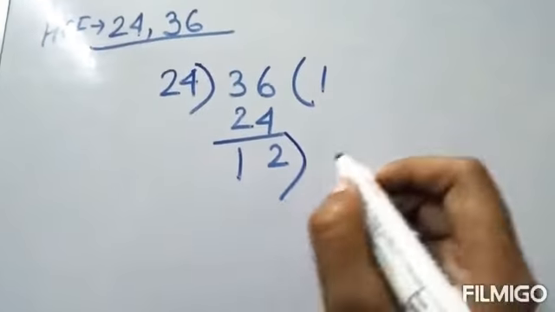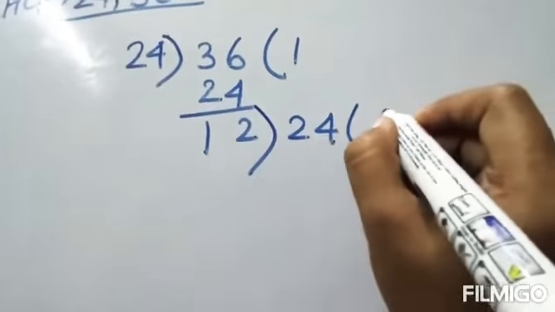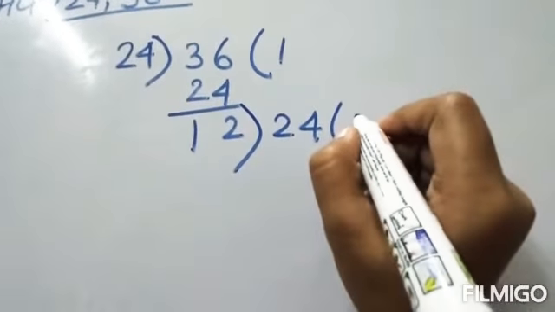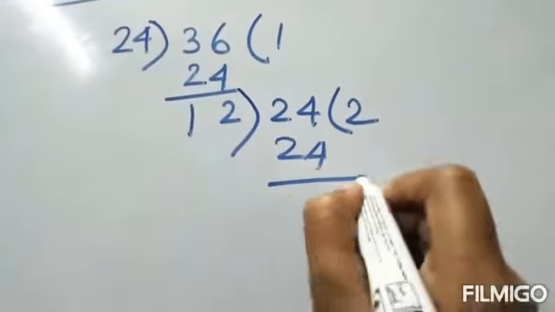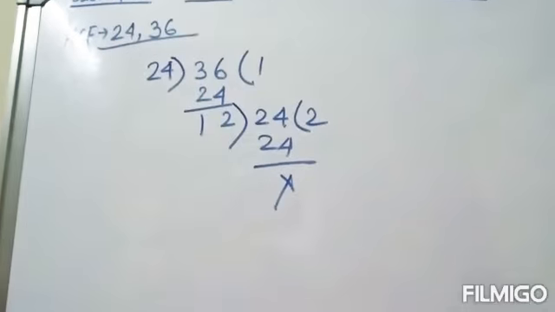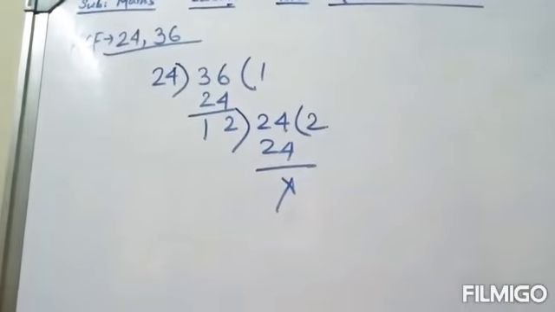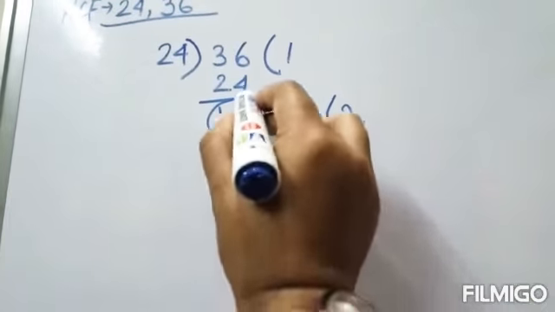Next, again we used to divide 24 by 12. 12 twos are 24, so the remainder is 0. This was our initial process of finding HCF. So what was our HCF then? 12.